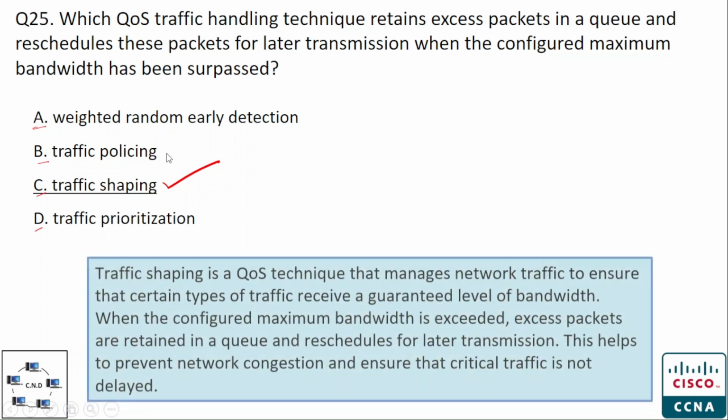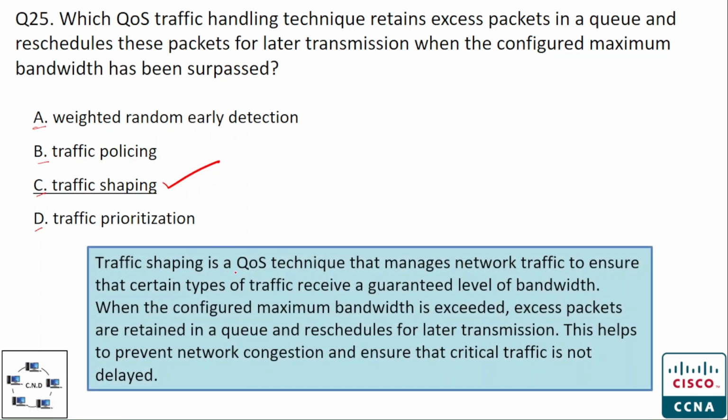Shaping. What is traffic shaping? Traffic shaping is a quality of service technique that manages network traffic to ensure that certain types of traffic receive a guaranteed level of bandwidth. When the configured maximum bandwidth is exceeded, excess packets are retained in a queue and rescheduled for later transmission. This helps to prevent network congestion and ensure that critical traffic is not delayed.